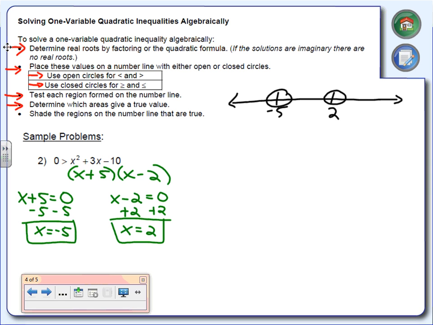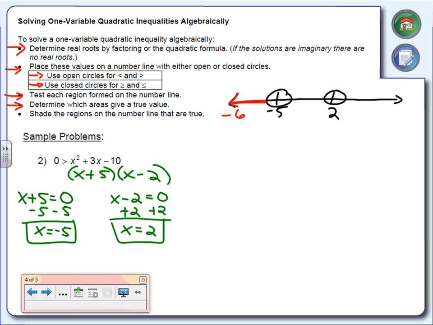All right, so here's what we need to do next. The next thing we need to do is test each region formed by the number line. In other words, I'm going to take a point that's in this section of the number line. Give me a number that's in that red area. Any number that falls after the negative 5. Negative 6. There's lots. I'm going to go ahead and use negative 6.